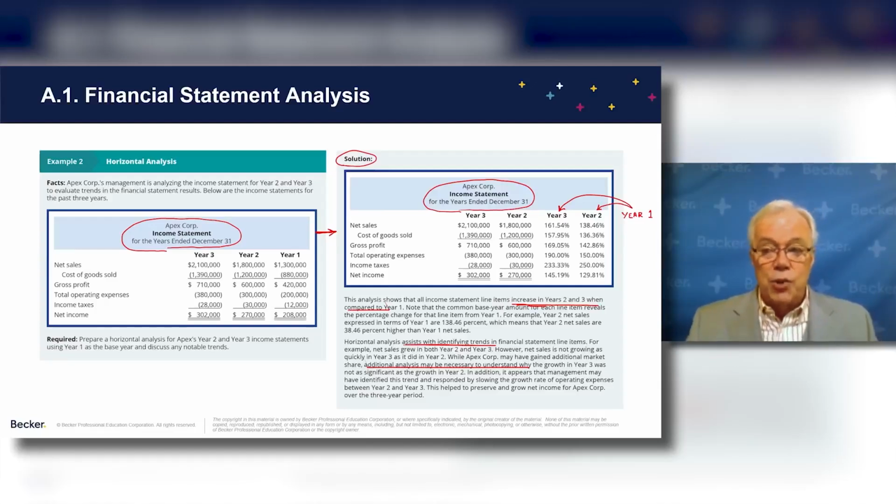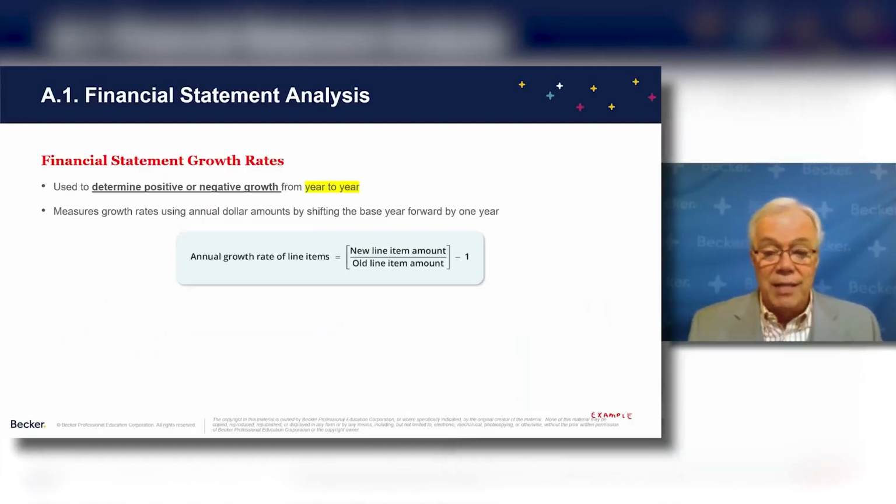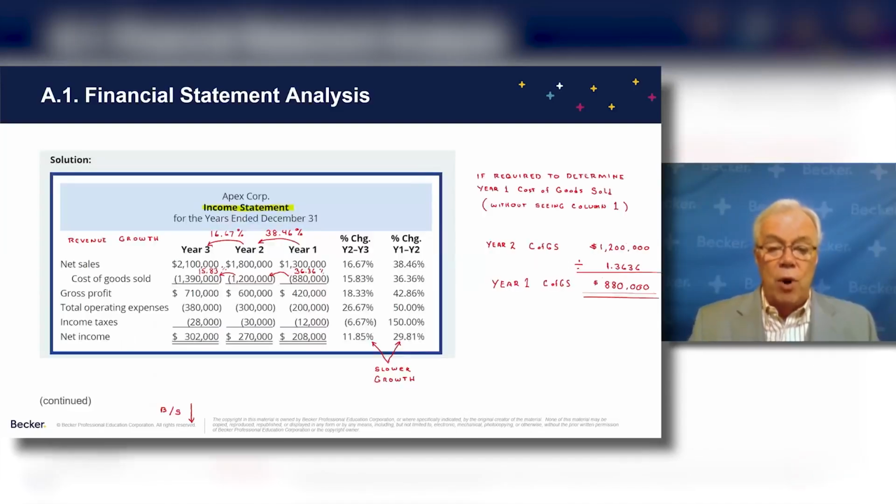Obviously, you want to assess trends. You want to understand why certain things happened in the way they did. Illustrate that a little bit more. Look at growth rates, determining positive and negative growth rates. We take a look at a line item. Currently, that's your numerator, and we compare it to the denominator, the old line. Let's show you how that works. A little bit more specific here.